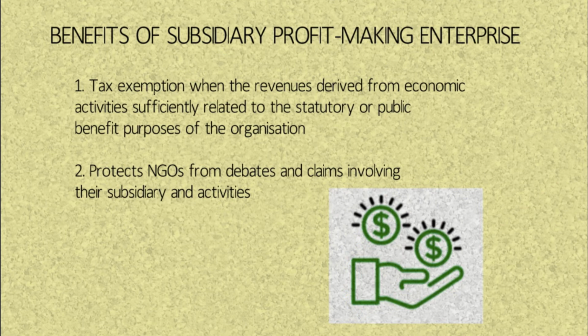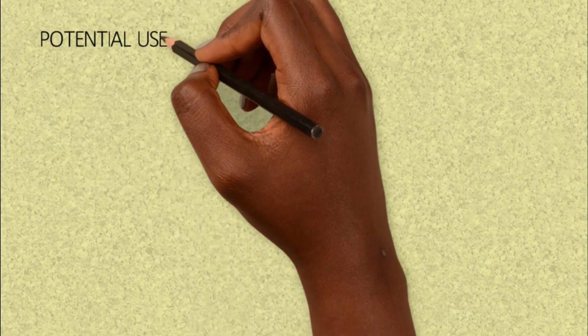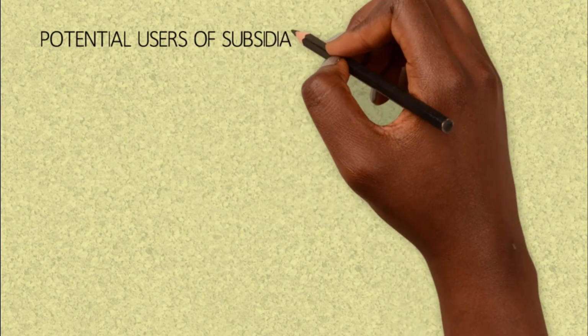It also protects non-governmental organizations from debates and claims involving their subsidiary and activities, because clearly this is an entity that generates income. It is clearly accountable. You generate the income, its accounts are audited and they are transparent. However, you use the profits to plow it back into the operations of the civil society organization.